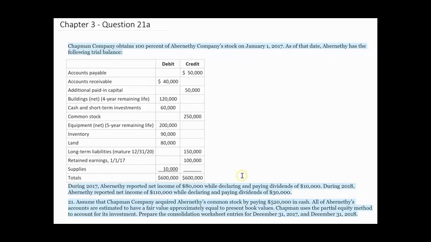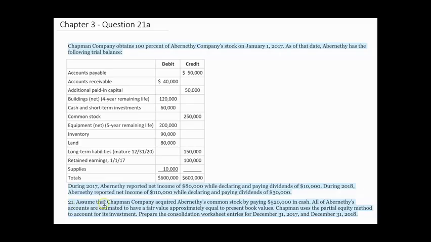Next we have all the trial balance accounts of the subsidiary company, like accounts payable, receivables. And then during 2017, Apple reported net income of 80,000, while declaring and paying dividends of 10,000. During 2018, Apple reported net income of 110,000, while declaring and paying dividends of 30,000. So we are given the income and dividend information for 2 periods, because in this question we need to prepare consolidation entries for these 2 years.